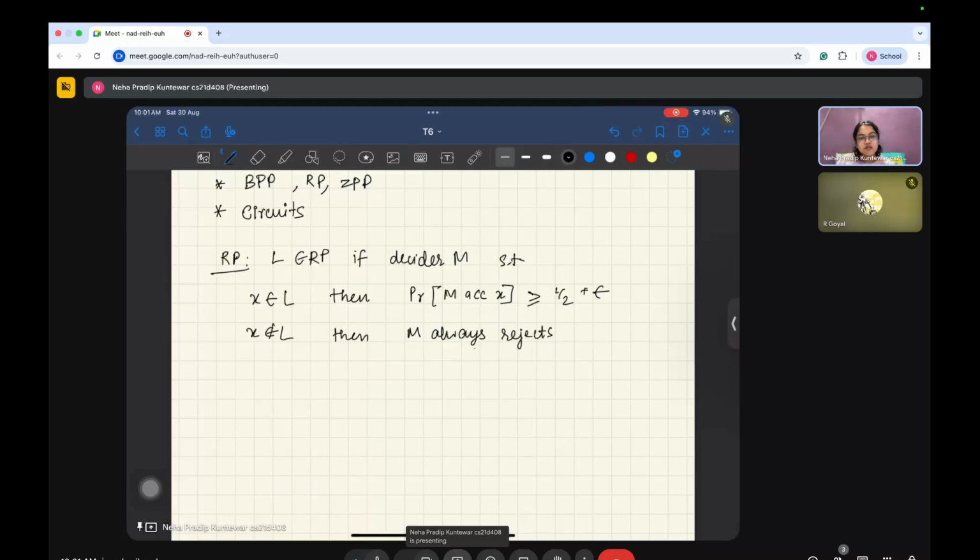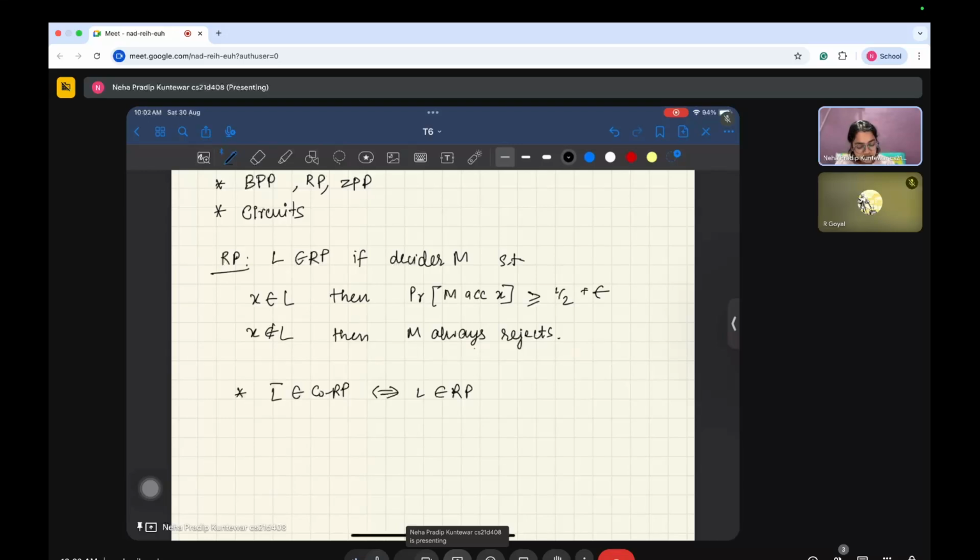So one thing to note here is that it never makes an error when x is not in the language. The only chance of it making an error is when x is in the language, and we know that with good enough probability, it will give the correct answer. So we can define a similar notion, like we had NP and co-NP. You can say that L bar is in co-RP whenever L is in RP. Both definitions have one thing in common: in one case you can always trust the answer, in the other case you have some guarantee.